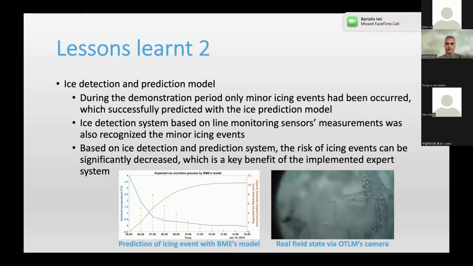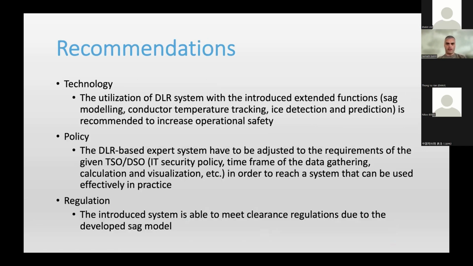captured by the photo, as you can see in the right downside, that there was some minor icing during the project itself. Based on the ice detection and the prediction system, the risk of the icing events can be significantly decreased, which is a key benefit of the implemented expert system. In the left down graph, you can see with red color the expected ice thickness in millimeters, and in blue one, the ambient temperature, how it is going down during the time period.